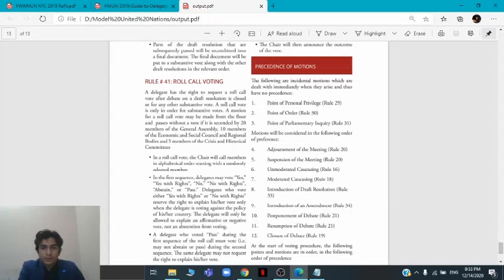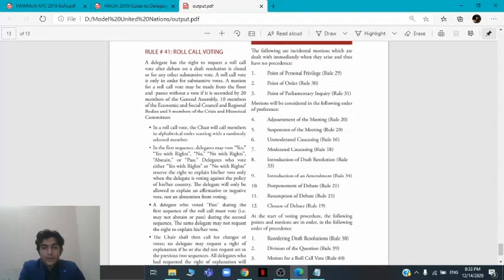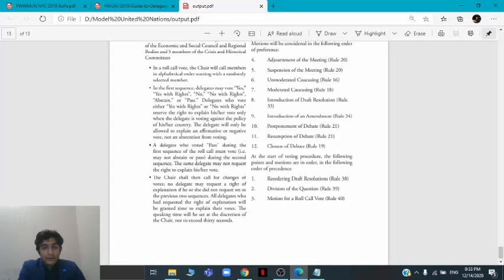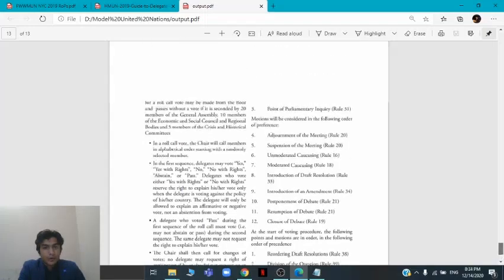And the precedence of motions, we discuss about the precedence of motions. The following are the incidental motions, and they are immediately passed, and they cannot be overruled. First is the point of personal privilege, which we have discussed in the second video. And the point of order we have also discussed, and all types of points we have discussed. Motions should also be considered on a preference, like they should be first adjournment, suspension, unmods, mods, introduction to DRs, amendments, postponement of debate, resumption of debate, and closure of debate. So that's it from the rules of procedures.